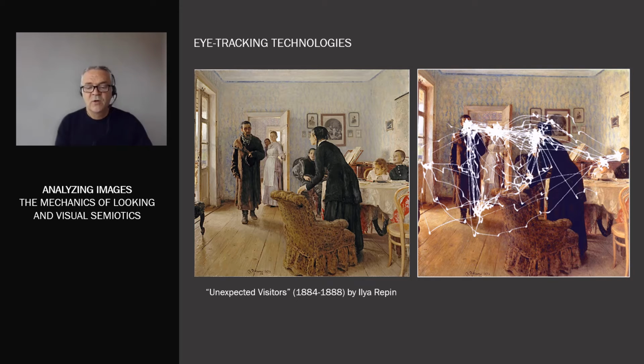What eye tracking technology produces, as in the example on the right here, is evidence for the way we seek out key information in the image. Typically, we focus on faces, if there are people, and then actions and interactions.